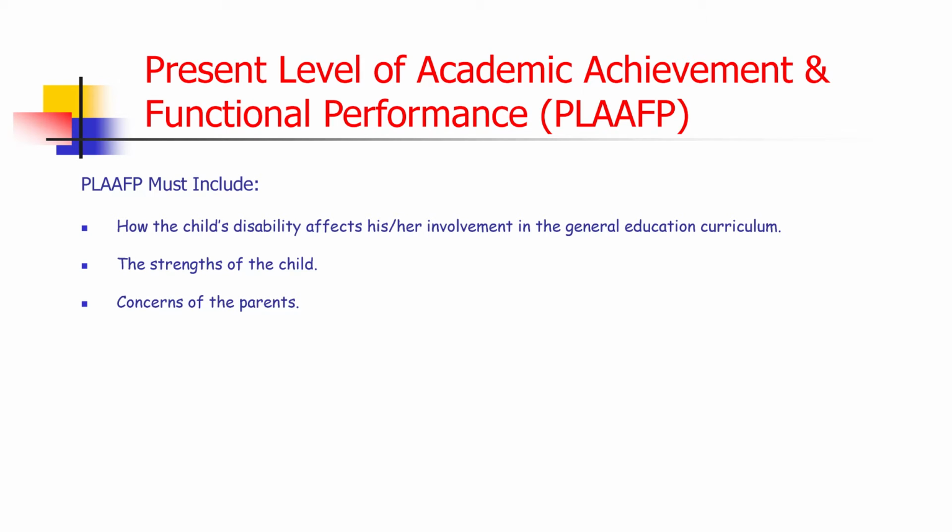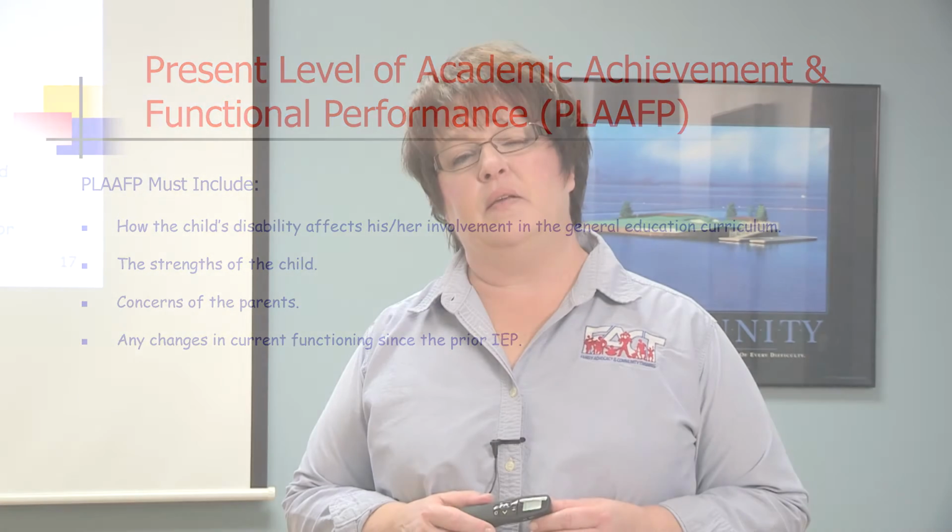The present level also includes any changes in current functioning since the prior IEP. Typically, the information included in this area is progress on goals. So the goals that your child was working on during the last IEP and the amount of progress that they made. It could also include any changes in behavior or programming, or anything that they found works best for your child, that they really do best with a hands-on approach, or any information like that.